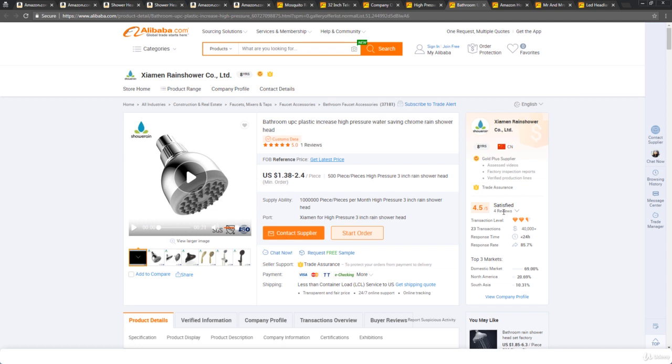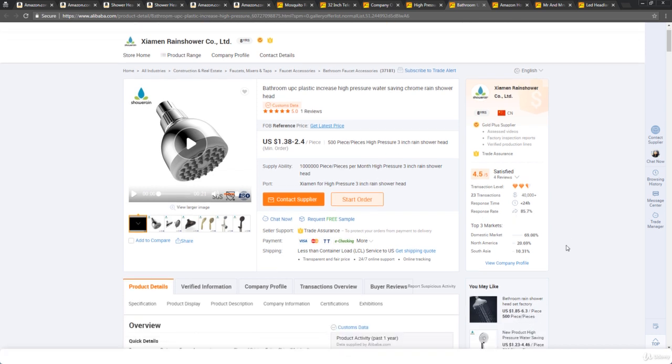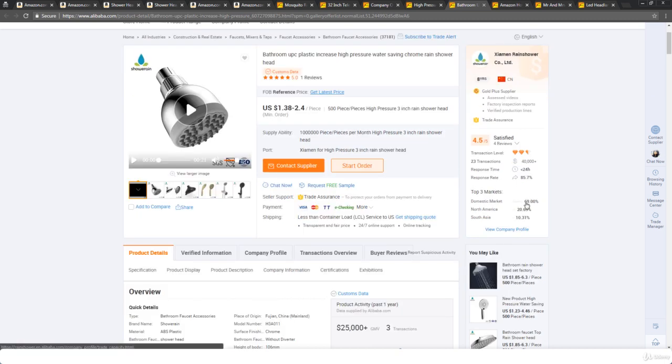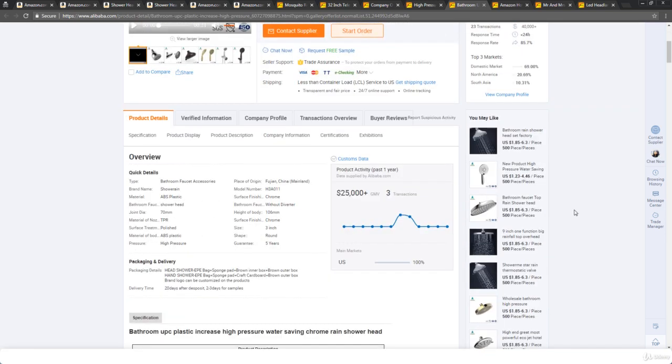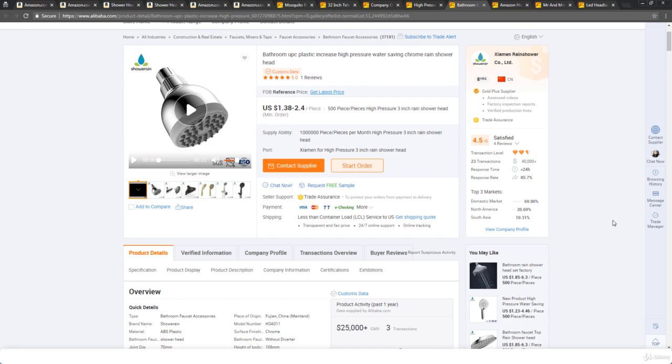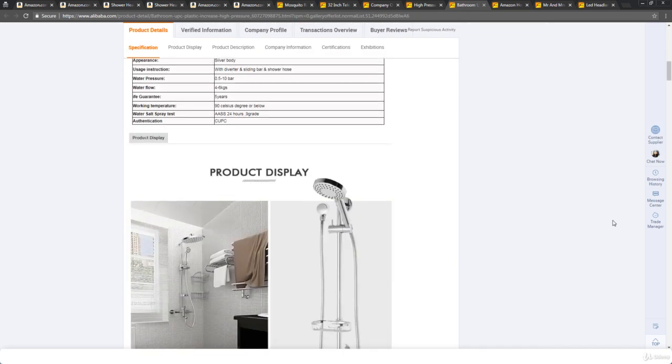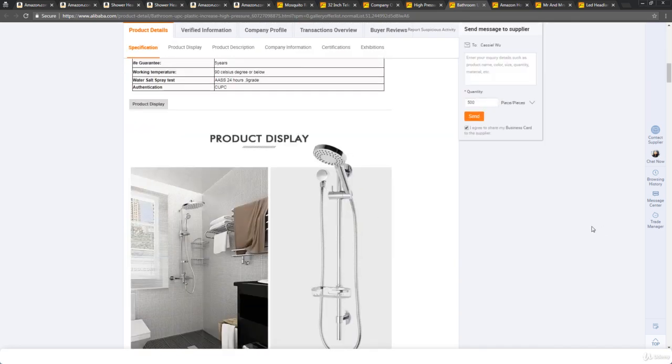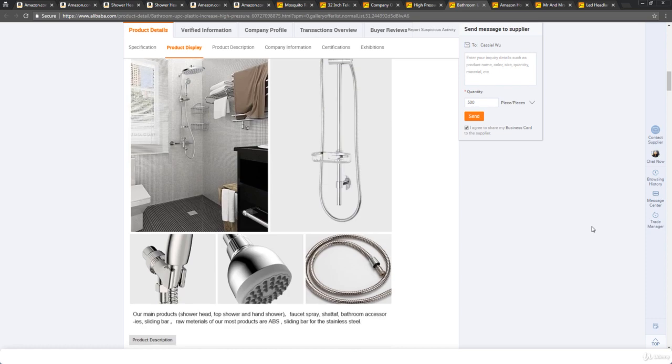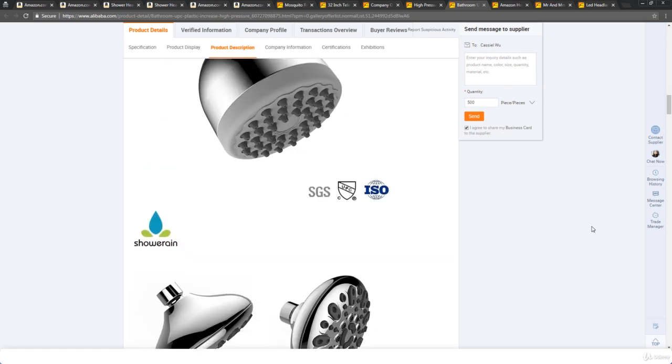Now we can see that they have done 23 transactions in the last 6 months. That's not bad. Response time is less than 24 hours. Response rate is 85%, which is fine. Top markets, their own domestic market takes up a lot of their market, but they also do 20% to North America. So this is all looking pretty good to me. These are small and light products as well. This is a different model. So there's a very good chance that these guys have got other models, not just this one.